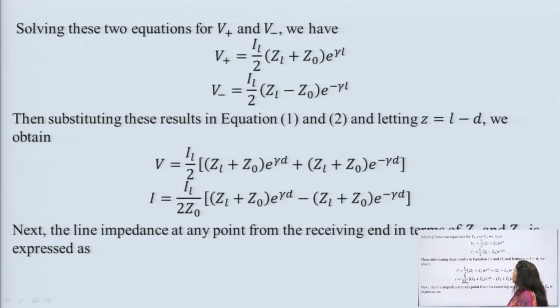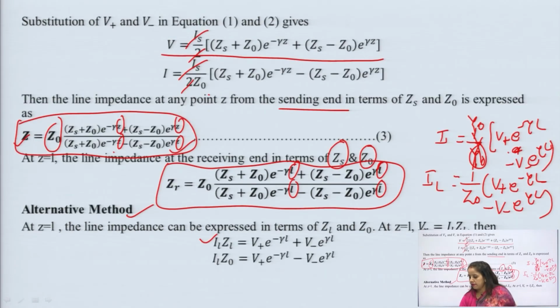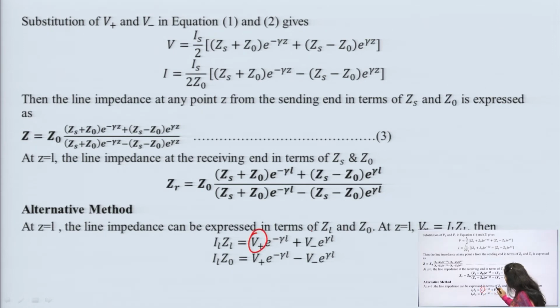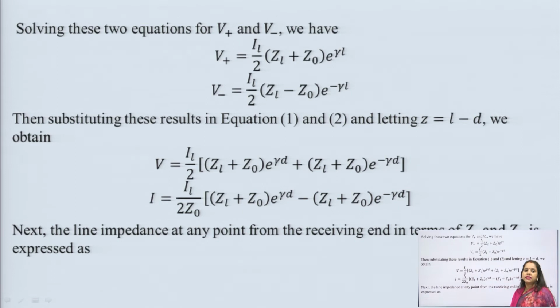And now, solving these two equations by the same method, what do we have to do first? When we have to find the values of V plus and V minus, we first add these two expressions to get the value of V plus, and we subtract these two expressions to get the value of V minus. So, by adding and subtracting, we get V plus equal to IL upon 2 into ZL plus Z0 e to the power gamma L, and V minus equal to IL upon 2 ZL minus Z0 e to the power minus gamma L.